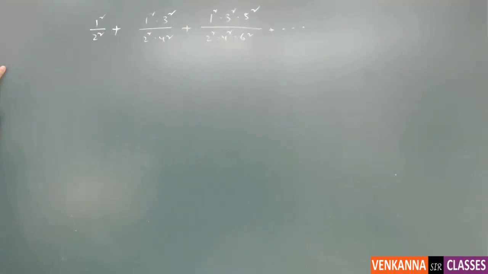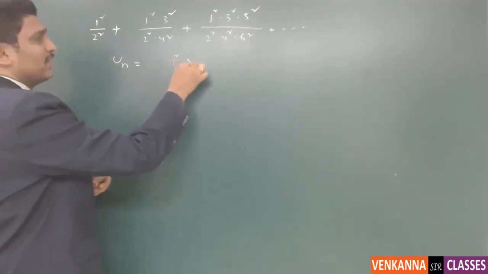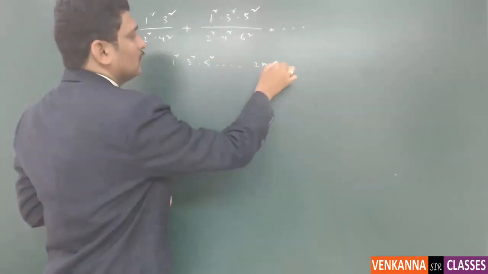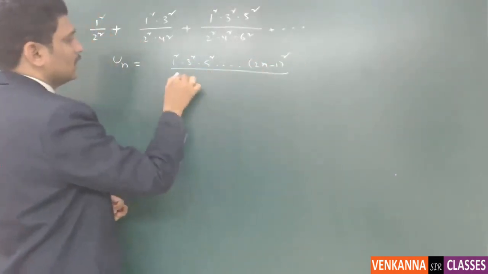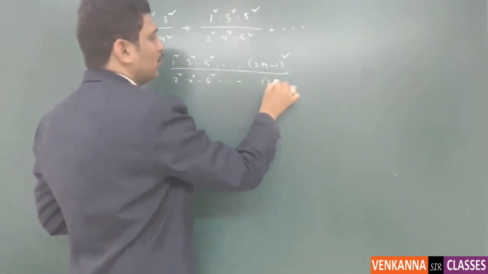If you write the nth term of the series, un is equal to 1²·3²·5² and so on up to (2n−1)², divided by 2²·4²·6² and so on up to (2n)².